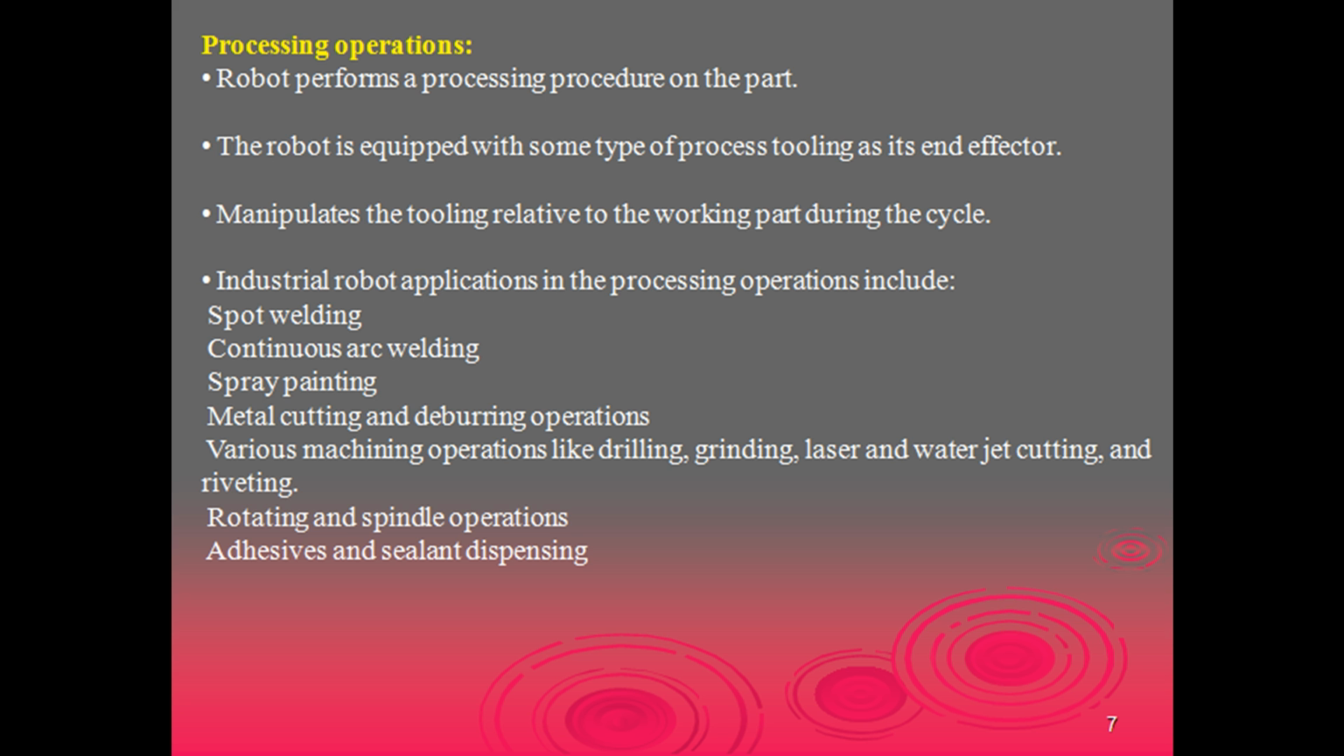part during the cycle. Industrial robot applications in the processing operations include spot welding, continuous arc welding, spray painting, metal cutting and deburring operations, various machining operations like drilling, grinding, laser and water jet cutting and riveting, rotating and spindle operations, adhesive and sealant dispensing.